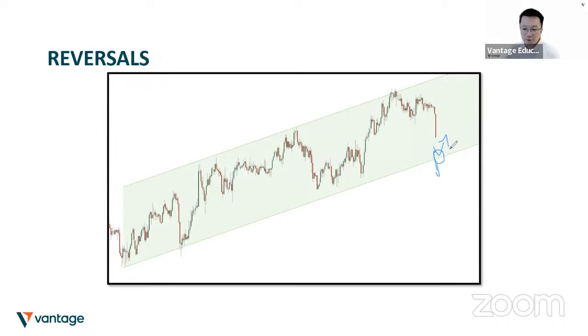Things like this could be driven by several different reasons. One could be fundamental news, such as an interest rate increase or a change in policy that could cause price to reverse. Or you could also be looking at price action, where it comes down to this point here, and then we see more buyers coming into the market, buying at this support level or this channel level to push price towards upside.